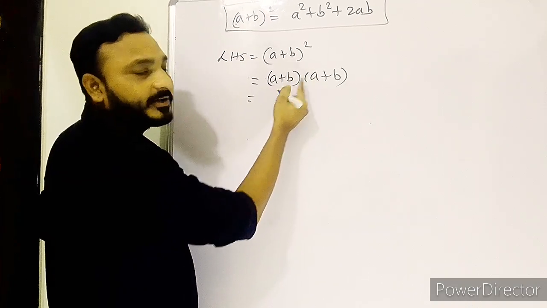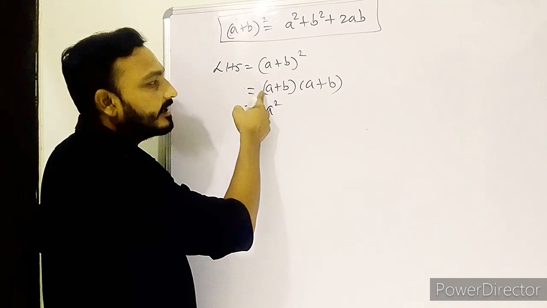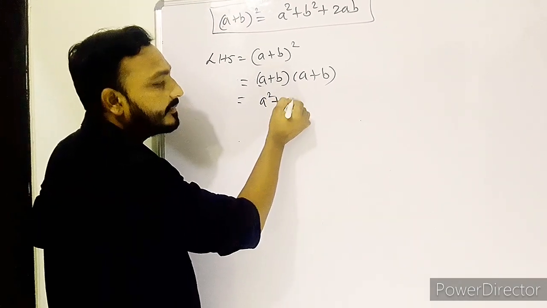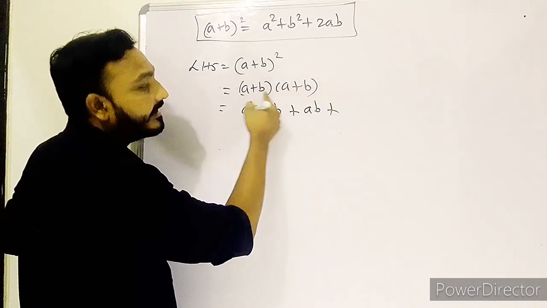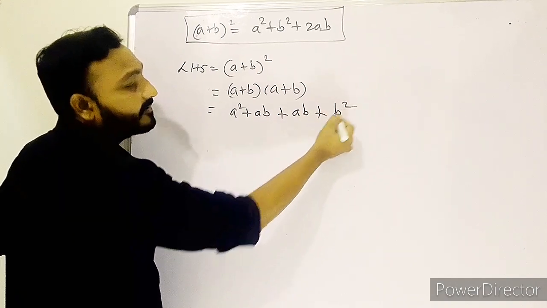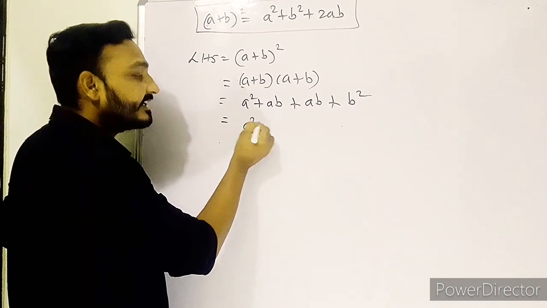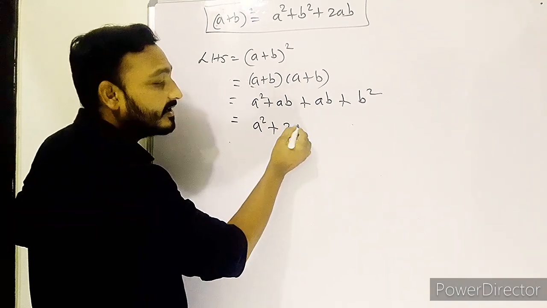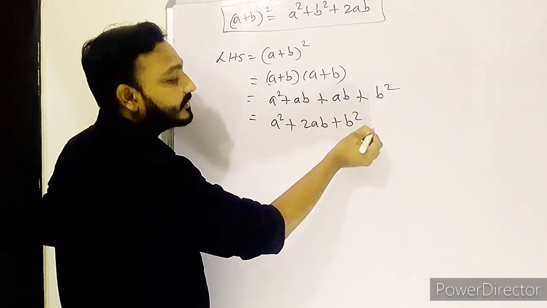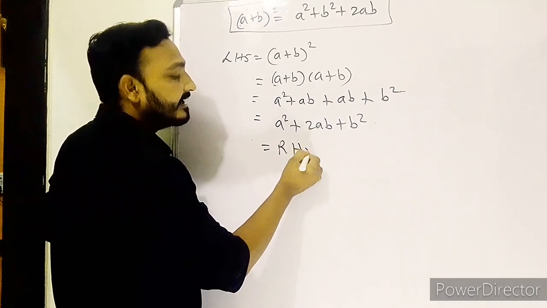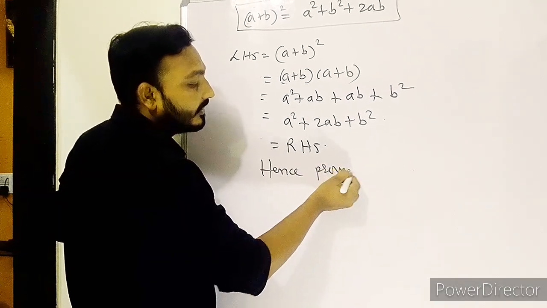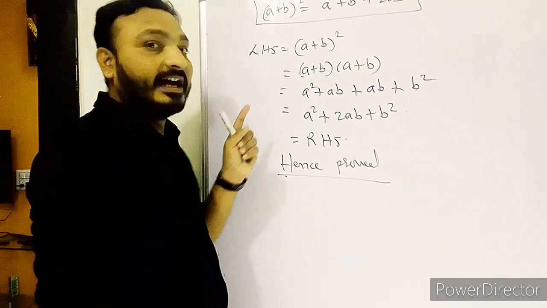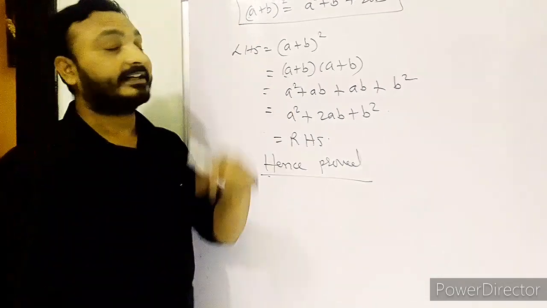Now a is multiplied to a becomes a square, a is multiplied to b becomes ab. Now b is multiplied to a becomes ba, and b is multiplied to b becomes b square. That means a square plus ab plus ba becomes 2ab, plus b square, and this is nothing but RHS. Hence proved. This method is called the algebraic proof of this identity.